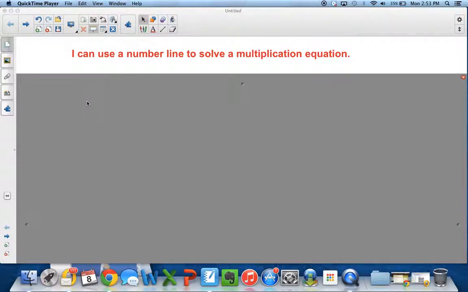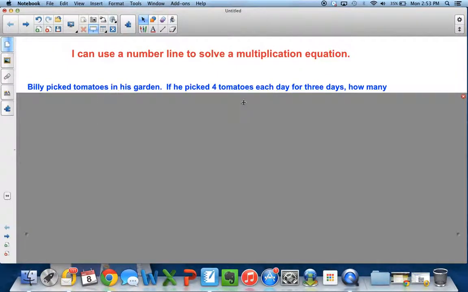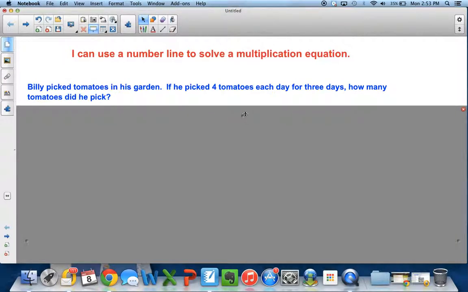Today we're going to talk about using a number line to solve a multiplication equation. And that's why our I can statement is I can use a number line to solve a multiplication equation. So the problem we're going to use for that is Billy picked tomatoes in his garden. If he picked 4 tomatoes each day for 3 days, how many tomatoes did he pick?